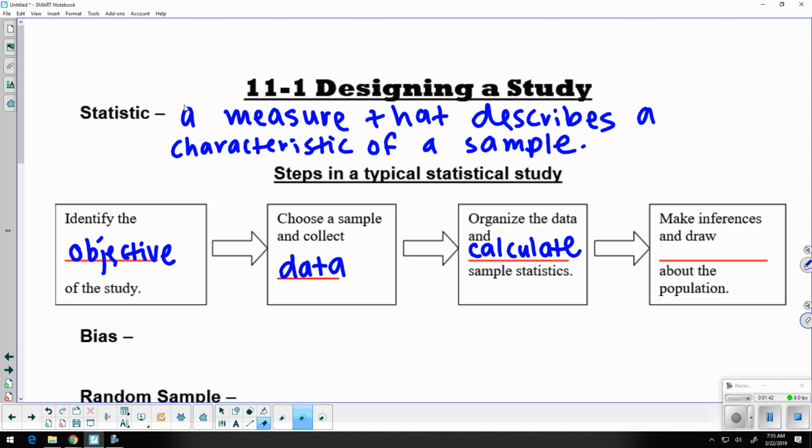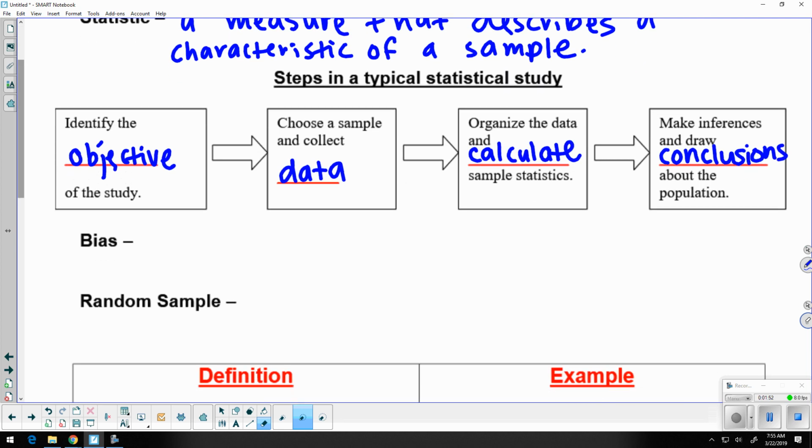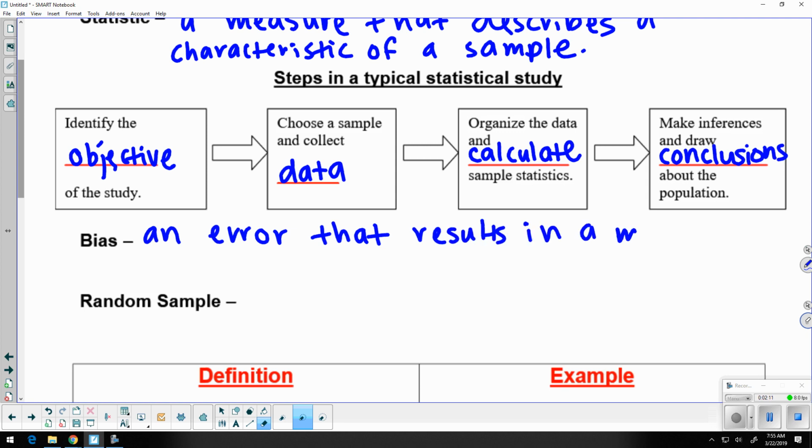Then we want to make inferences and draw conclusions about the population. A key thing to keep in mind is that you don't ever want to have a bias when you're creating your own study. So what is a bias? It's pretty similar to how you think about it in an English class: it's an error that results in a misrepresentation.